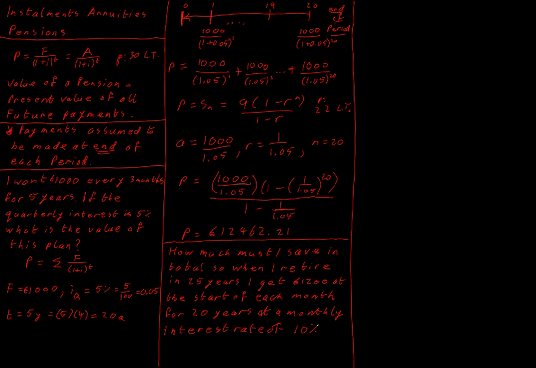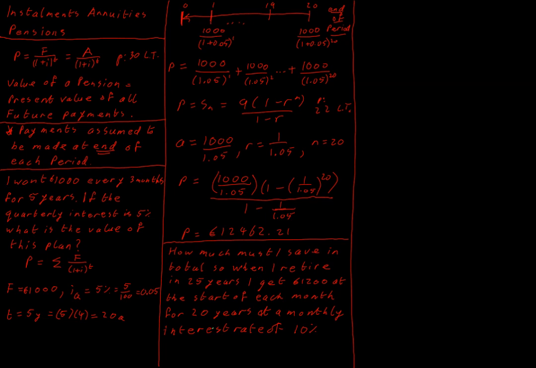So I need to know the value of this pension. That's effectively what I'm being asked. I want to know how much I need to save so that on the day I retire, I have this pension. So I need to know the value of that pension. But when do I need to know the value of the pension? Is it 45 years from now, or is it 25 years or 20 years?